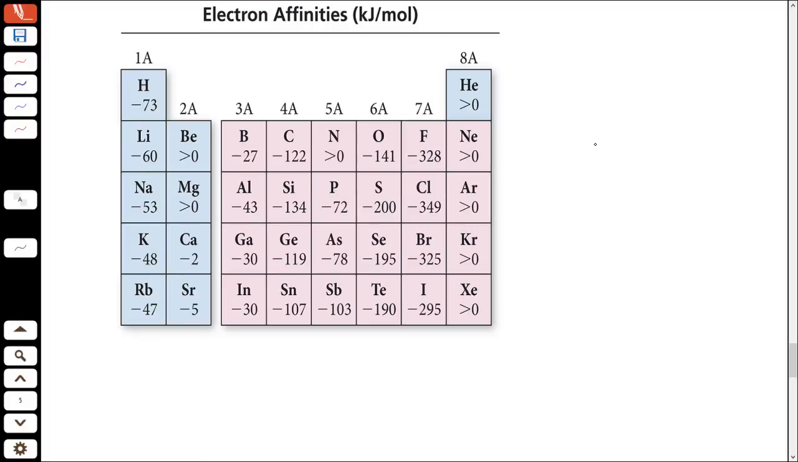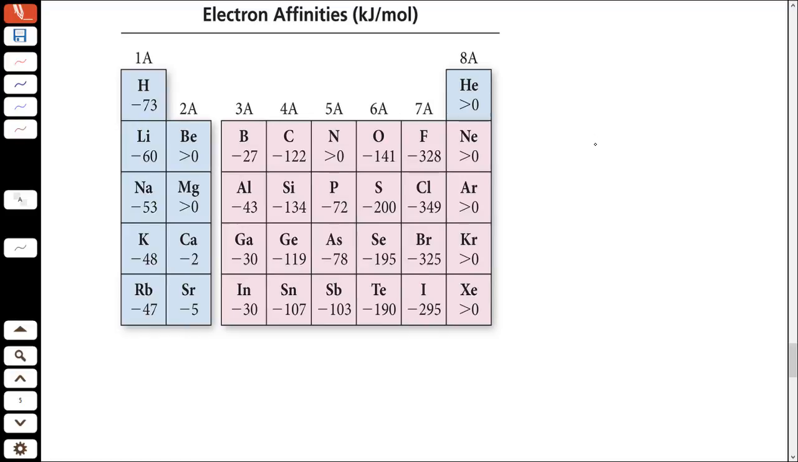The other thing to watch out for with electron affinities is the language a little bit. Because these are reported with negatives, when we talk about a larger electron affinity, we're really talking about a more negative electron affinity, a larger magnitude of the electron affinity.